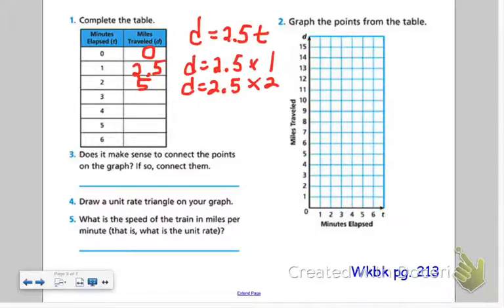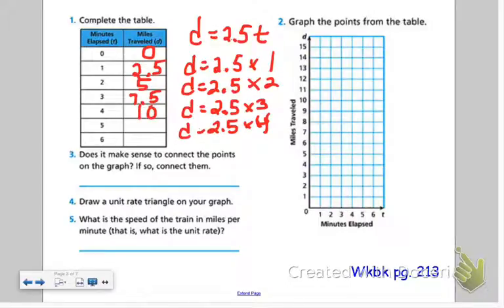If it's 3 minutes, well, then we have to do 2.5 times 3, and that's going to give us 7.5 miles. If it's 4 minutes, distance is equal to 2.5 times 4, and that's going to give us 10 miles. And we could continue this procedure where you multiply the time by 2.5, and you can complete the rest of the table like so. Now what we're going to do is graph those points from the table on the graph on the right.